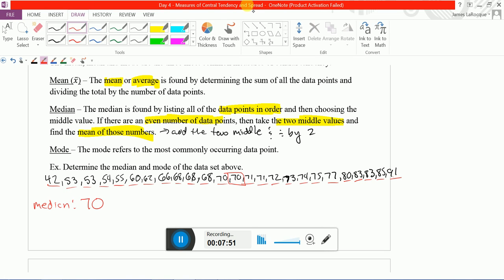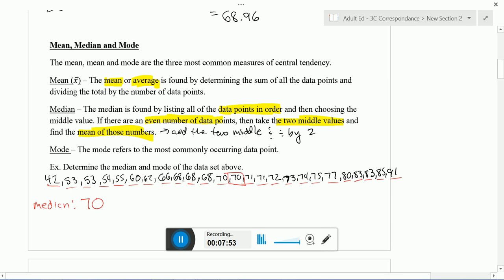My mode is the number that appears the most. When they're in order, it's fairly easy. I have 3 68s. I have 2 53s, I have 2 70s and 2 71s, but I don't have any other number where there are 3 of them, so my mode is 68, and I have 3 of them.